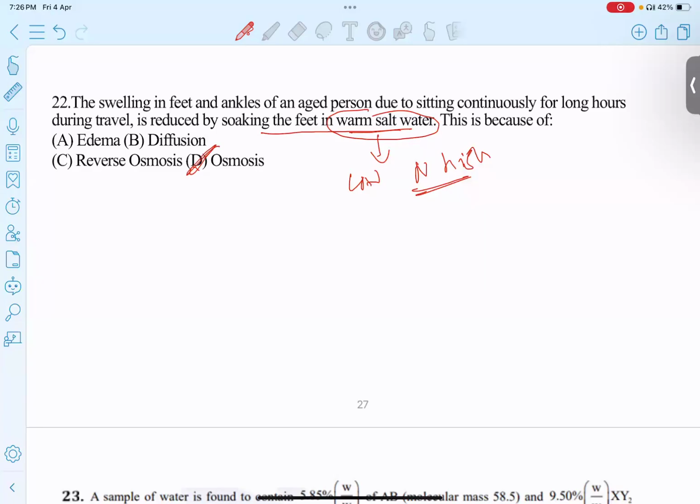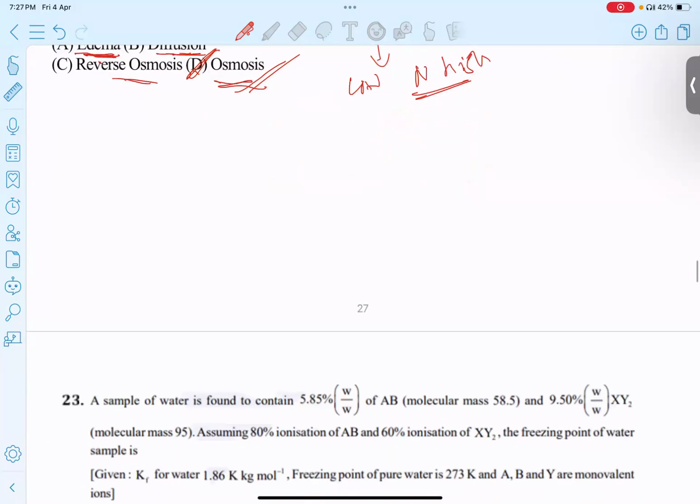Here, for edema, the correct answer is osmosis. Edema is a medical condition. In people who take salt and salty food, it causes swelling or puffiness in the tissues. Diffusion is the movement of solvent molecules from high concentration solution to low concentration solution, and the other option is reverse osmosis. So the correct answer is osmosis. Okay, question number 22, the correct answer is osmosis.